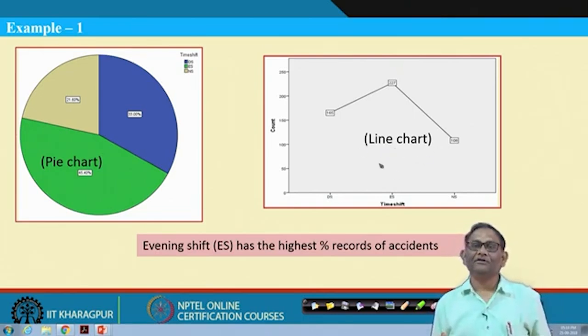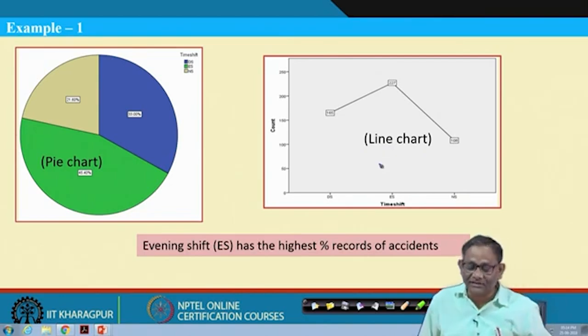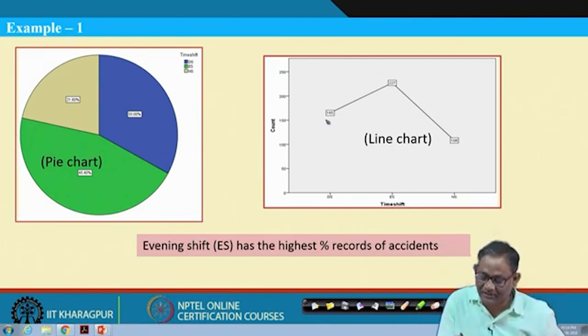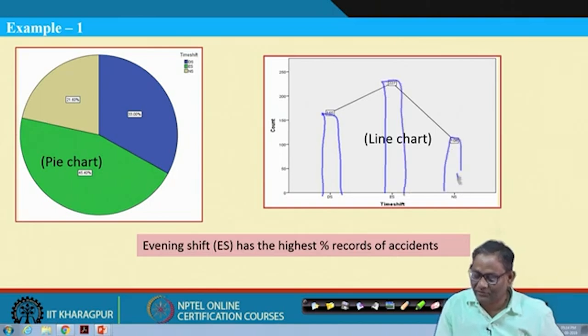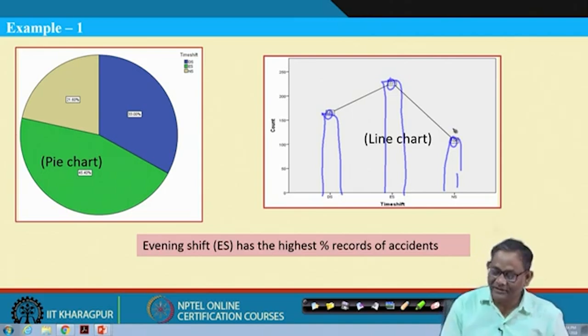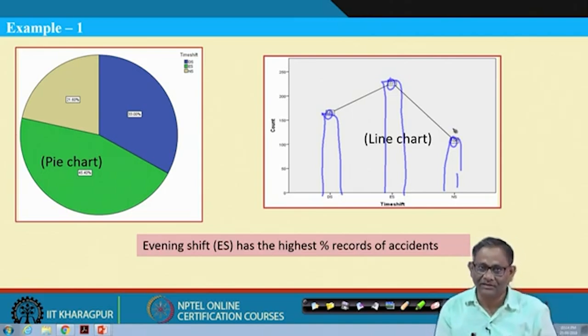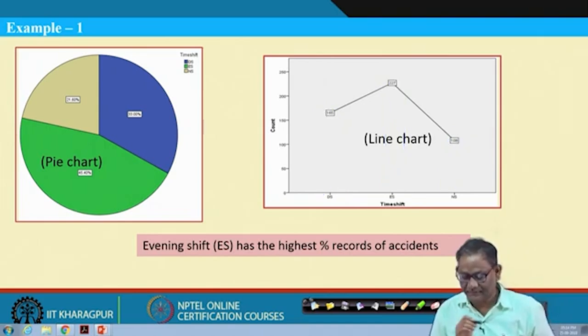a line chart, it is similar to the bar chart, except that instead of putting a bar like this, you put one point here, another point here, another point here, and draw a line joining them. So that is a line chart, giving you a similar interpretation of the accident or incident occurrences for the hypothetical plant studied.